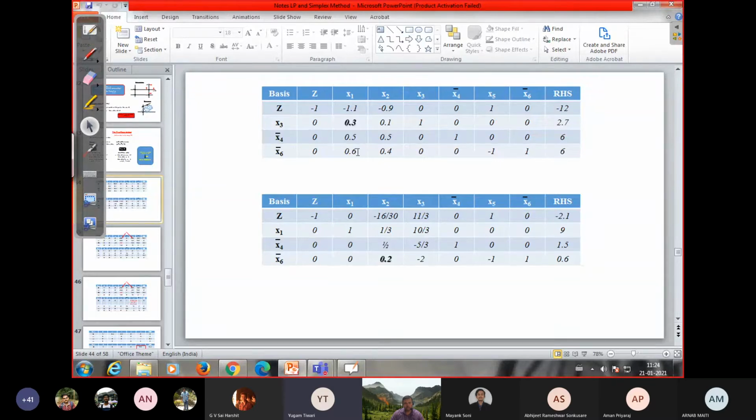Those are basic. You are not setting them to 0. Which ones are you setting to 0 here? x1, x2 and x5, right? So they are non-basic. And what is the value of x3, x4 and x6? The basic variables, what are their values?